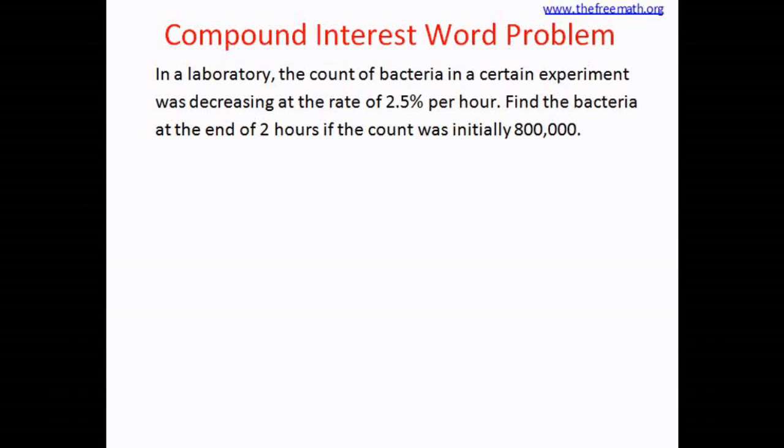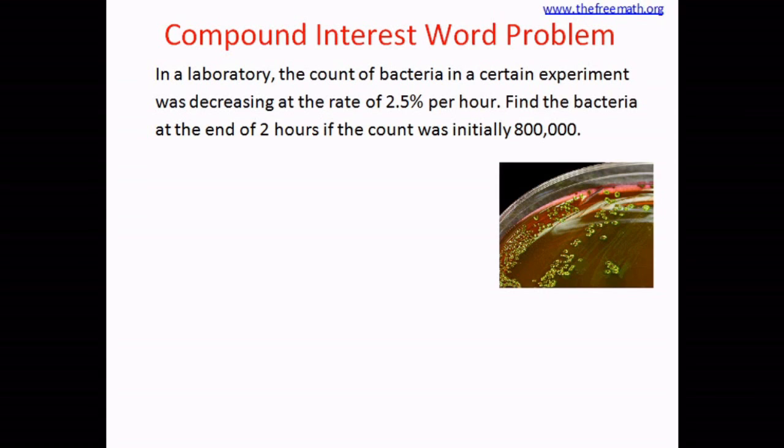Let's solve this problem here. The problem is, in a laboratory, the count of bacteria in a certain experiment was decreasing at the rate of 2.5% per hour. Find the bacteria at the end of 2 hours if the count was initially 800,000 or 8 lakh. Whatever way you find comfortable, 800,000 or 8 lakh, you can use that term.